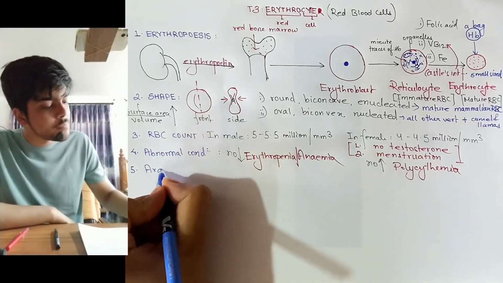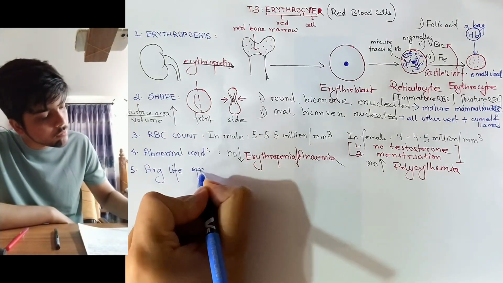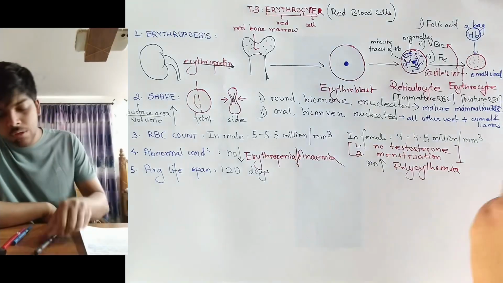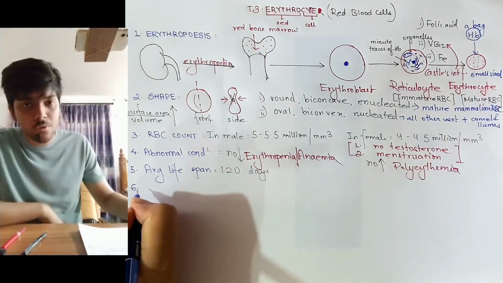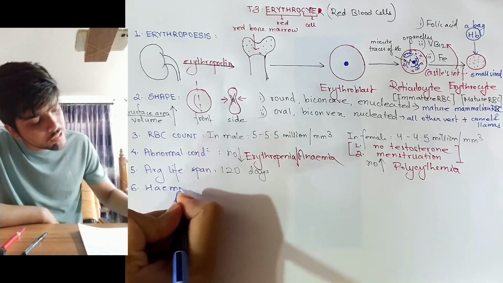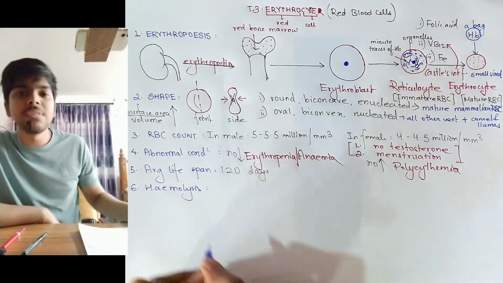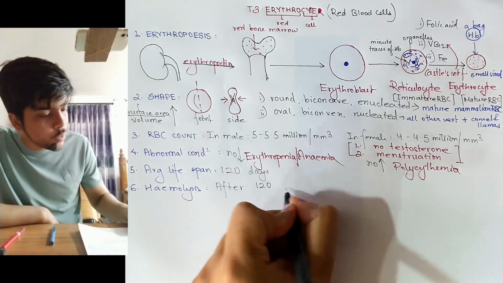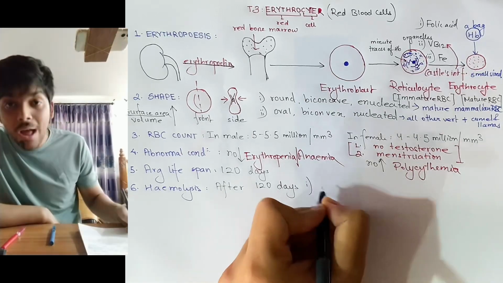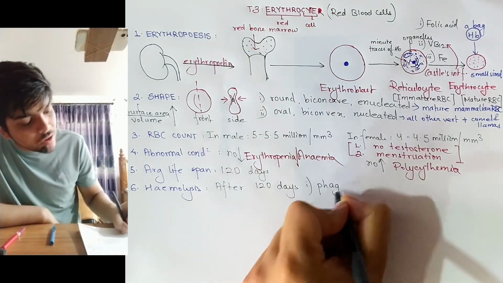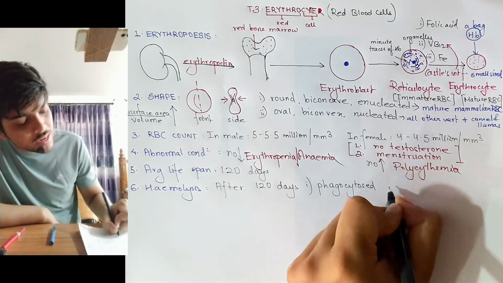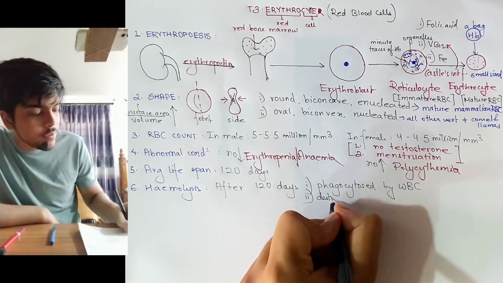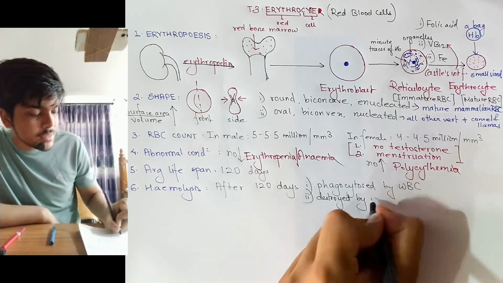Okay, number 5. What's the average lifespan of RBC? An RBC lives for around 120 days. Now, what exactly happens after 120 days? The RBC goes through hemolysis, where lysis means breakdown. So the RBC is destroyed after 120 days. After 120 days, number 1, the RBC gets phagocytosed by WBC, that is, they get eaten up by WBC. And number 2, destroyed by spleen.